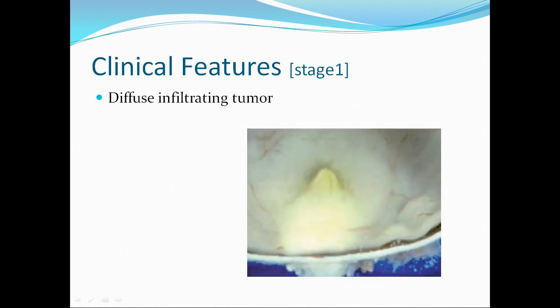The third is the diffuse infiltrating tumor, in which the tumor diffusely involves the retina, causing just a placoid thickness of the retina and not a mass. This is generally seen in older children and usually there is a delay in the diagnosis.